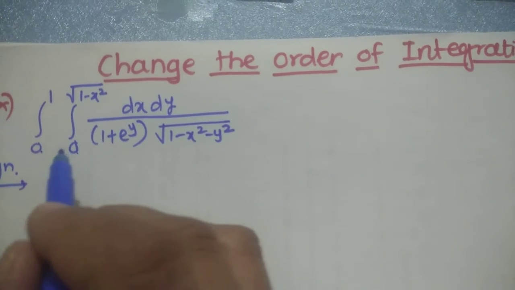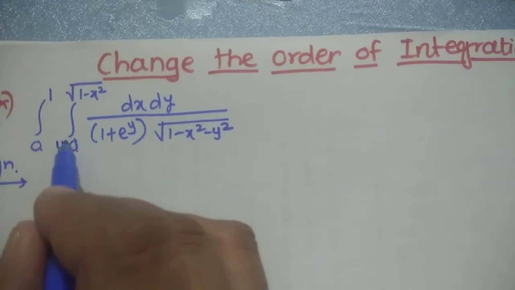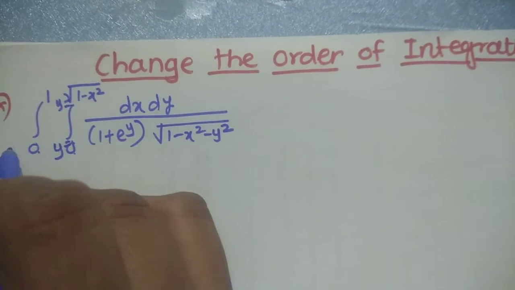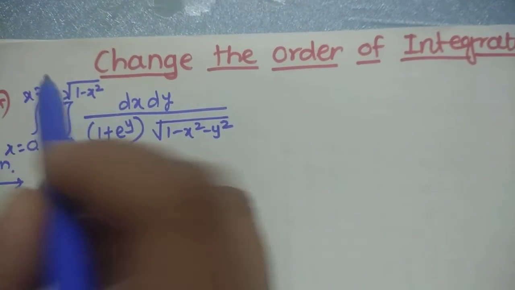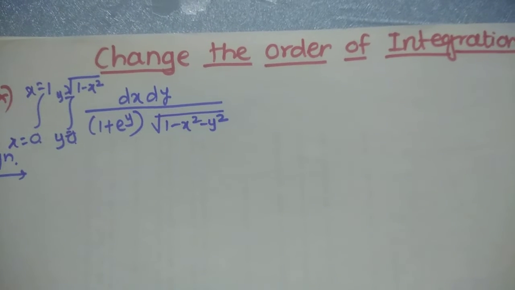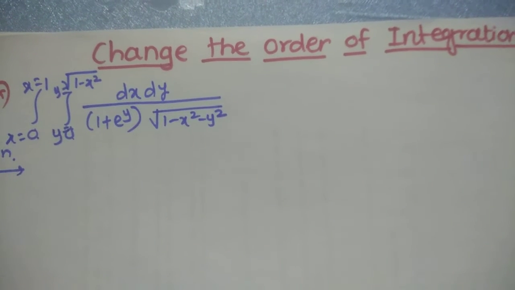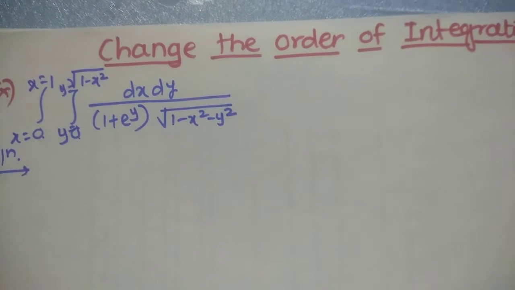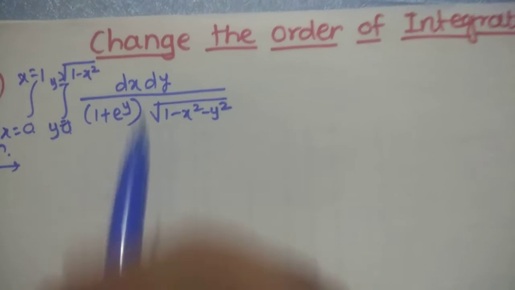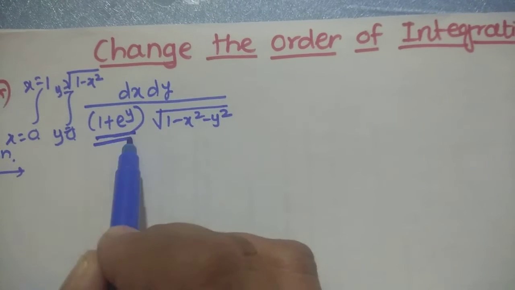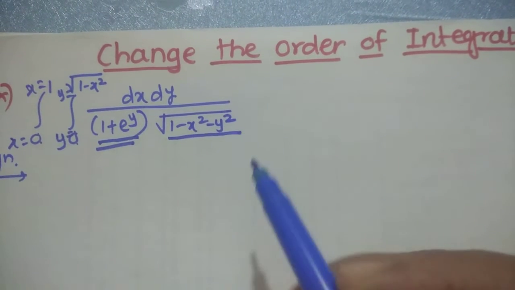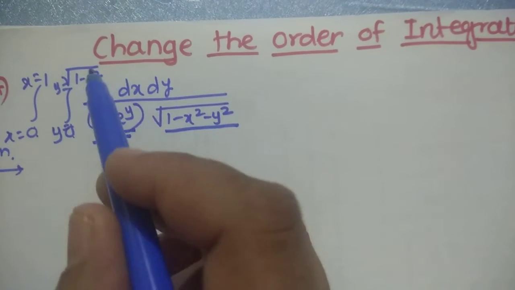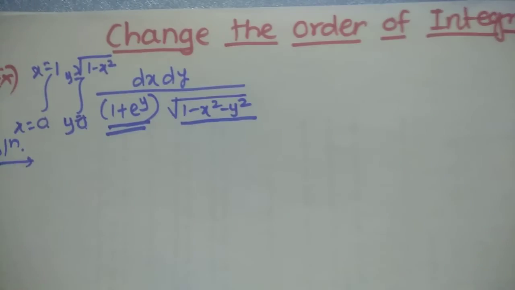So we know that if it is a function of x, then it is the limits of y. So we have y equal to 0 to y equal to under root 1 minus x square, and this is nothing but the limits of x. Whenever we have limits of y as a function of x, that means in that region the strip is parallel to y-axis. Now if you observe the integrand, here we have 1 plus e raised to y, and here we have under root 1 minus x square minus y square. So since limits of y are a function of x, we have to integrate first with respect to y.